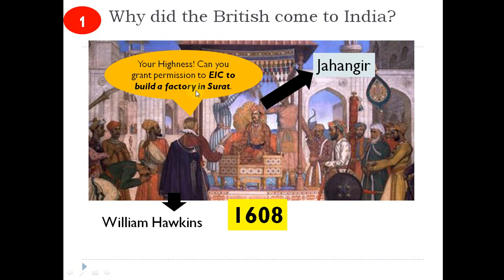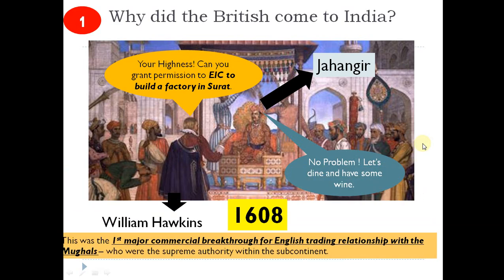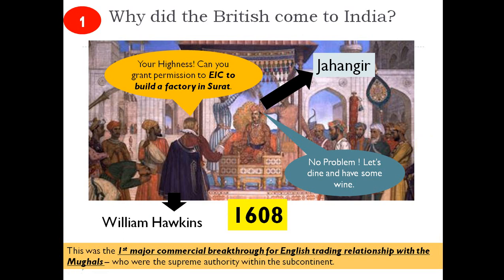This factory was basically meant to be a trading post. A trading post in Surat could help you earn huge profits. And profits was something that enticed the English East India Company. Jahangir knew that this relationship is going to be a win-win situation. He said, I have no problem, let's dine and have some wine. And thus began the first major commercial breakthrough for English trading relationship with the Mughals.